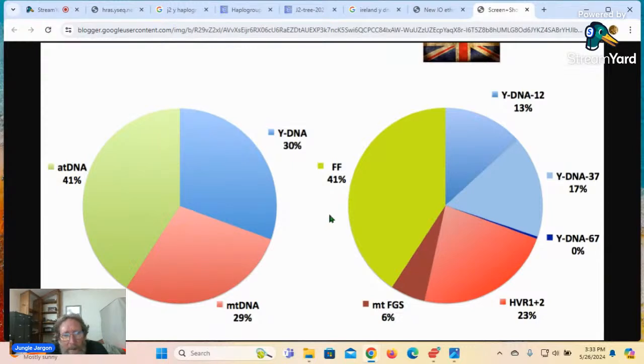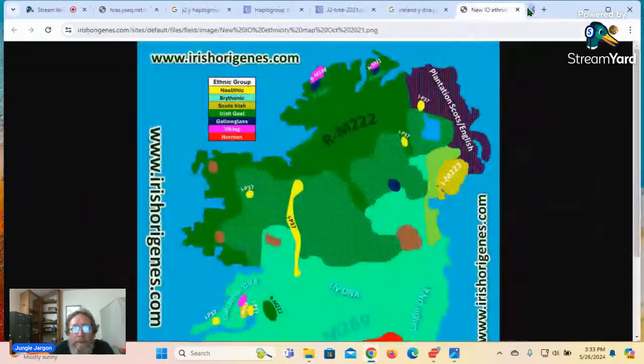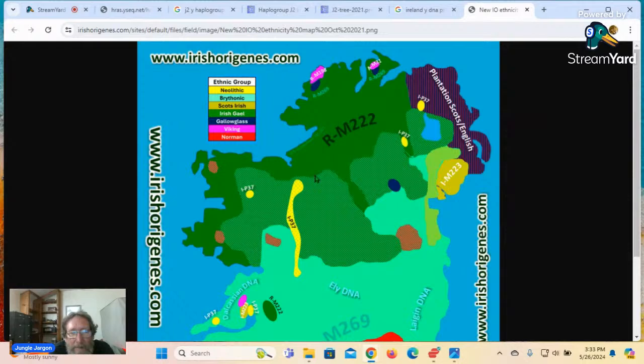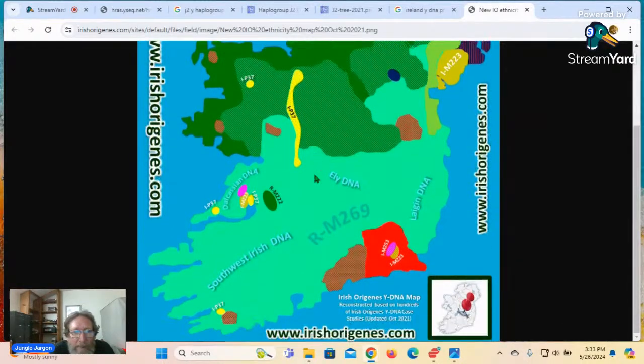What's that supposed to mean? I have no idea at the moment. Y-DNA 12. What's Y-DNA 12? What's Y-DNA 37? What's that? What's Y-DNA 67? I have no idea why they put these. Why can't you just put the Y chromosome designation on there? I have no idea. They do that all the time. That's why it's so hard to study this stuff, because they obfuscate with their information.